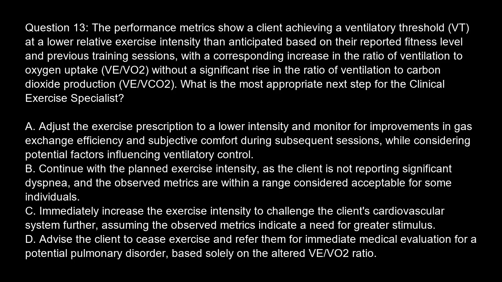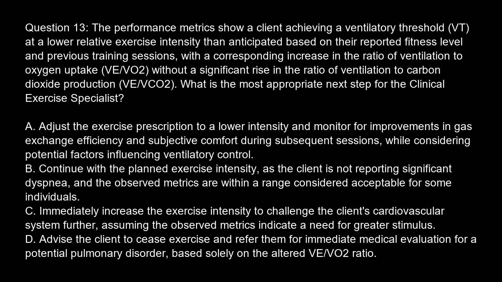The performance metrics show a client achieving a ventilatory threshold, VT, at a lower relative exercise intensity than anticipated based on their reported fitness level and previous training sessions, with a corresponding increase in the ratio of ventilation to oxygen uptake, VE/VO2, without a significant rise in the ratio of ventilation to carbon dioxide production, VE/VCO2. What is the most appropriate next step for the clinical exercise specialist?